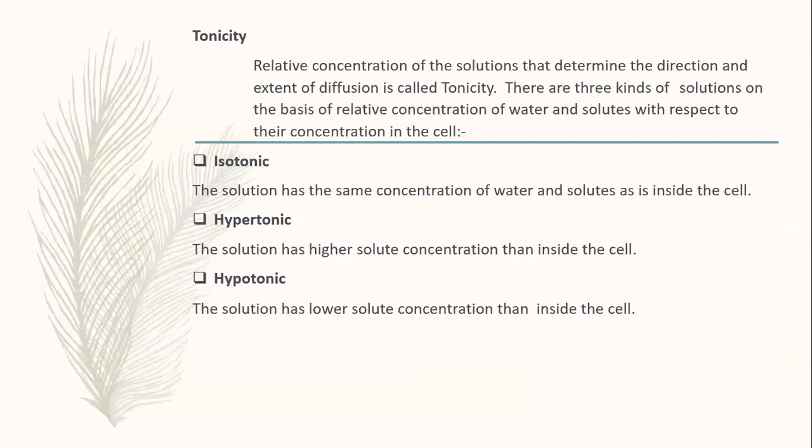Then the hypertonic solution. The solution has higher solute concentration than inside the cell. That means the solution outside the cell has more solute and less water than the fluid inside the cell. Hypotonic solution: the solution has lower solute concentration than inside the cell. In this condition, the solution outside the cell contains more water and less solute than the fluid inside the cell.